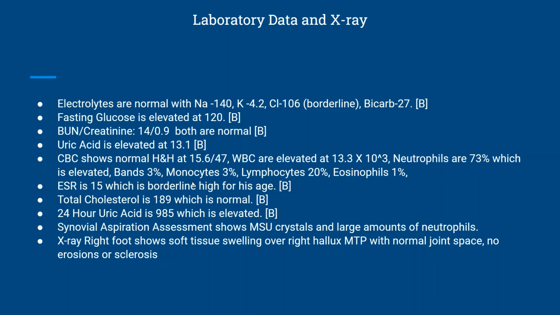So his sed rate's 15, which is borderline high. That's kind of a generalized inflammatory protein. And I'm not super surprised to see that that's borderline for him. He has a major systemic inflammatory process with his elevated uric acid going on, so not hugely surprised there.